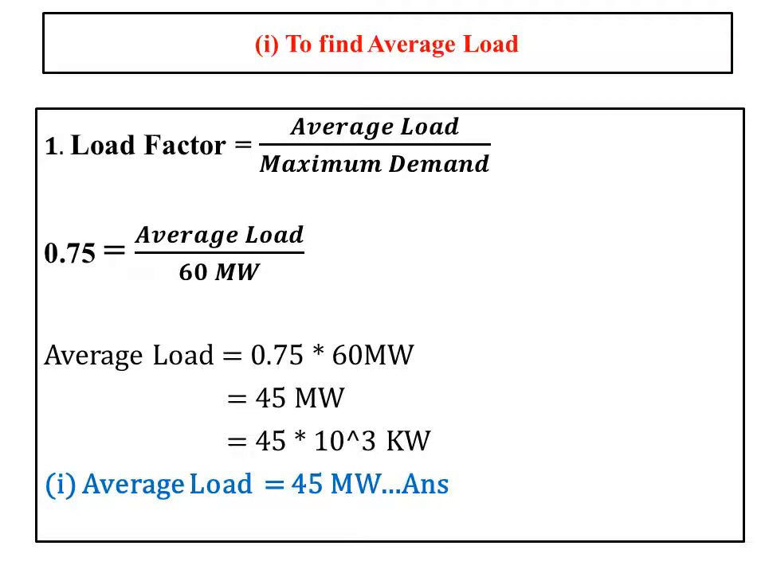Load factor is defined as a ratio of average load on a power plant to the maximum demand from consumer side. In the numerical, load factor is given 75% and maximum demand is 60 megawatt. Simply putting in formula, average load is equal to load factor into maximum demand. Therefore, 0.75 into 60, we get 45 megawatt. So, average load is equal to 45 megawatt or 45 into 10 raised to 3 kilowatt.